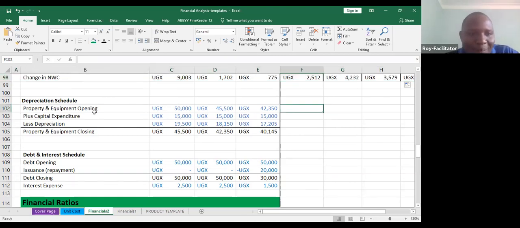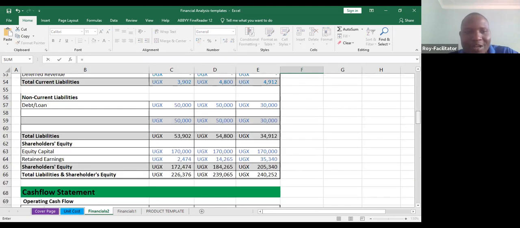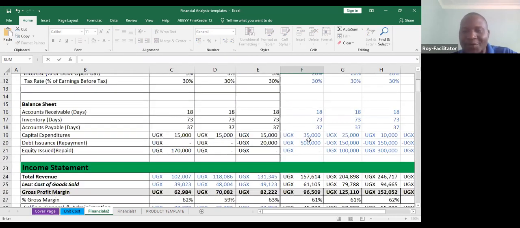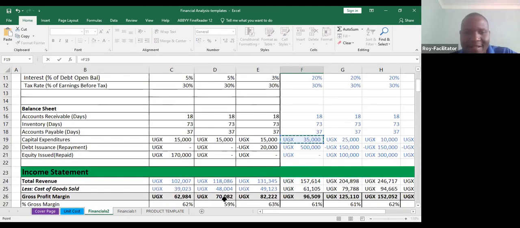So here we look at the opening property and equipment, then capital expenditure. The opening is what was last year. The closing of last year becomes the opening of this year. So I'll just say the opening of this year is the closing of last year and paste it. Okay. What is the capital expenditure? So I'll go up to the assumptions. On the assumptions, you'll see we had planned what we are going to spend on capital. Then I'll just paste and it is there.